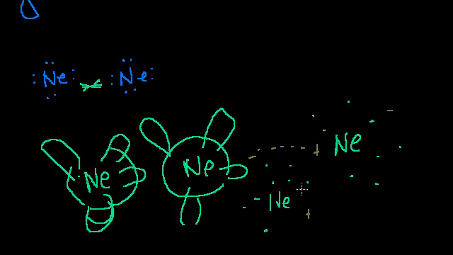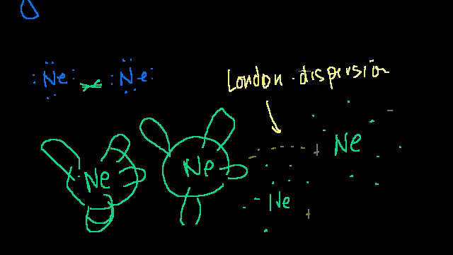And this is a very, very, very weak force. It's called the London dispersion force. I think the guy who came up with this, Fritz London, was not British. I think he was German American. London dispersion force. And it's the weakest of the van der Waals forces. Van der Waals. I'm sure I'm not pronouncing it correctly.